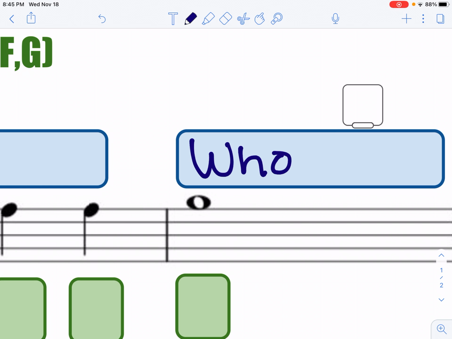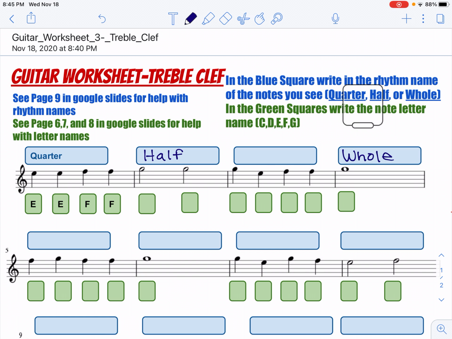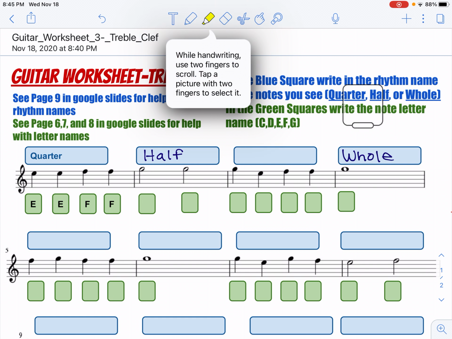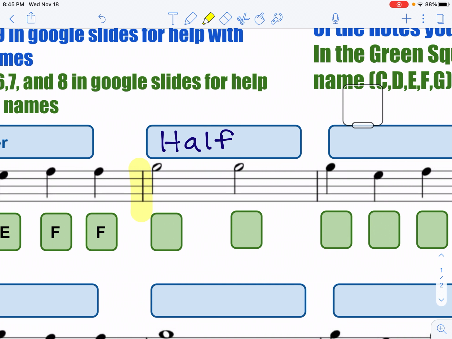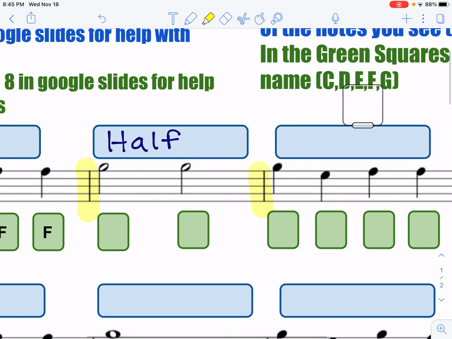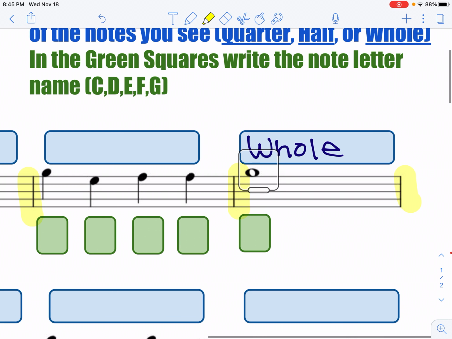So that's what you do for the blue. You're writing quarter, half, or whole for what you see in those measures, or what you see in between every line. Between these two yellow lines, we only see half notes, right? Between these two lines, we only see, you're going to answer that, those are quarter notes. Between these two lines, we only see whole notes, right?